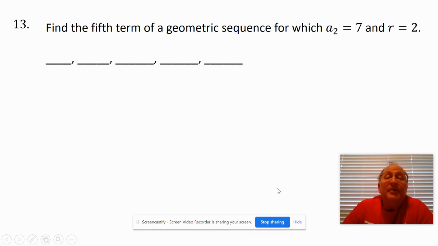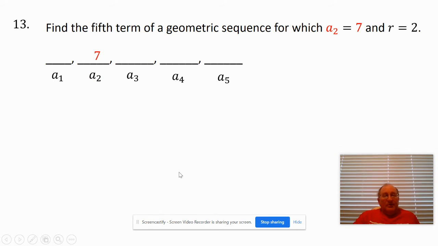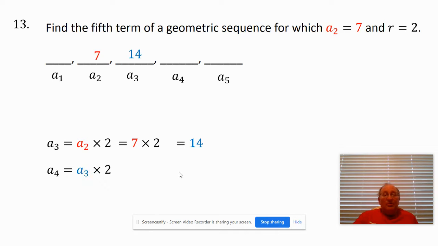Okay, hey, we want to find the fifth term of a geometric sequence for which the second term is 7 and r is 2. Well, I know this then. The second term is 7. So basically, to get to the next term, all we do is multiply that term by 2. So what's 7 times 2? 14. And to get the next one, multiply it by 2, which is 28.